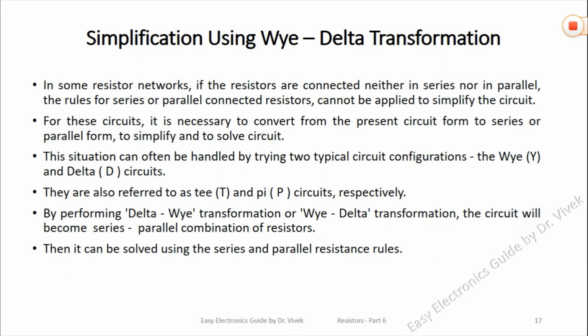For the resistor networks in which the resistors are connected neither in series nor in parallel, we have to convert the circuit to series or parallel form to simplify the solution. For this purpose, we will perform the delta to Y or Y to delta transformation. Then the circuit can be solved using the series and parallel resistance rules.